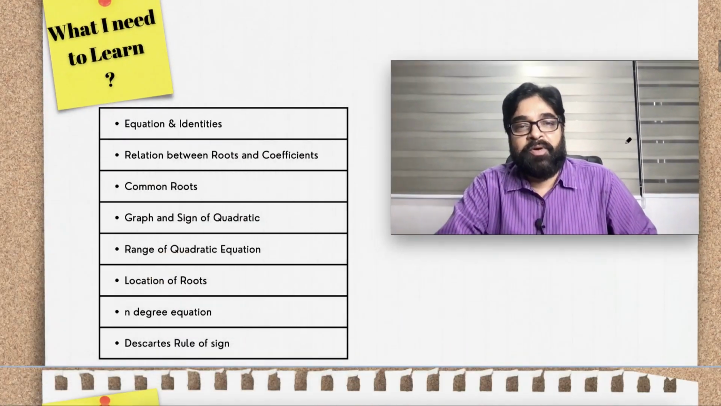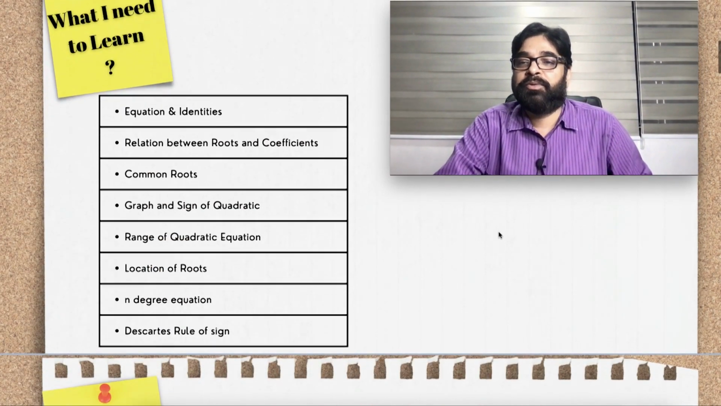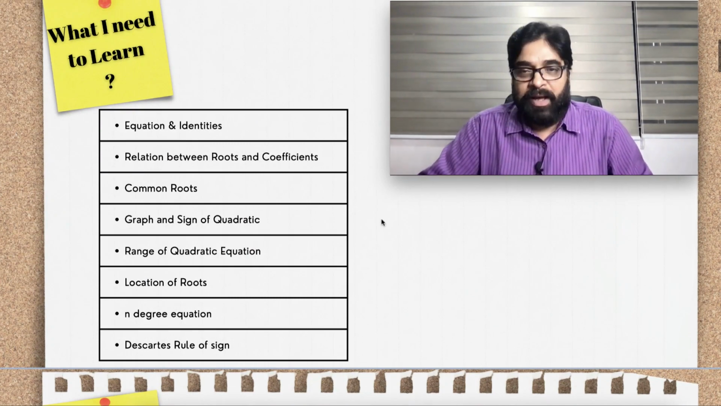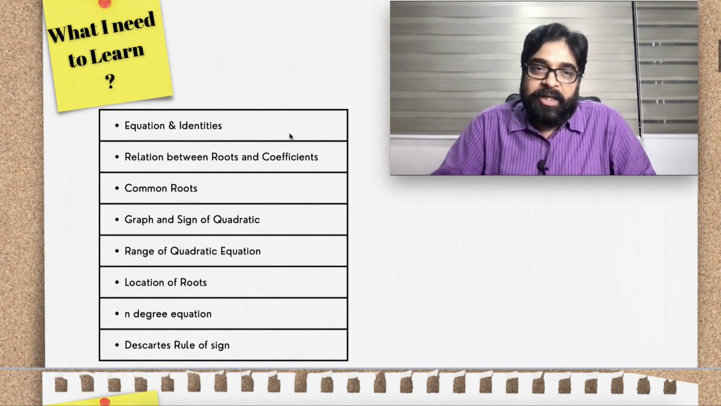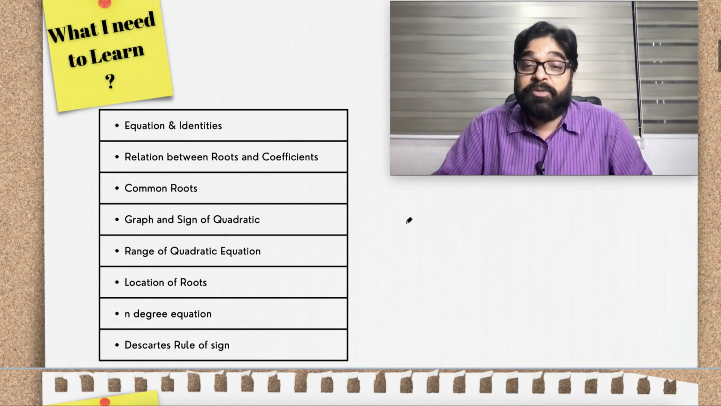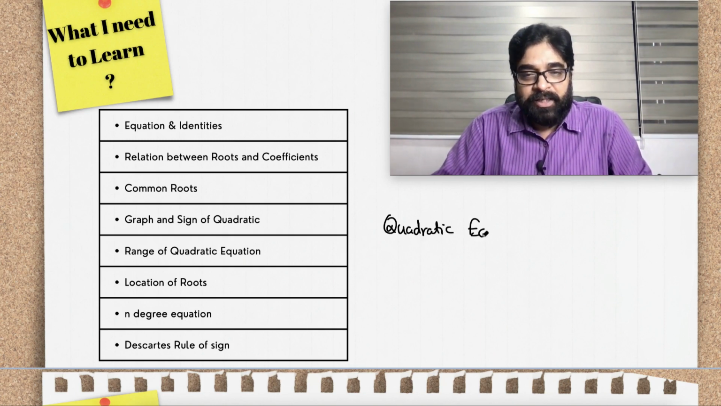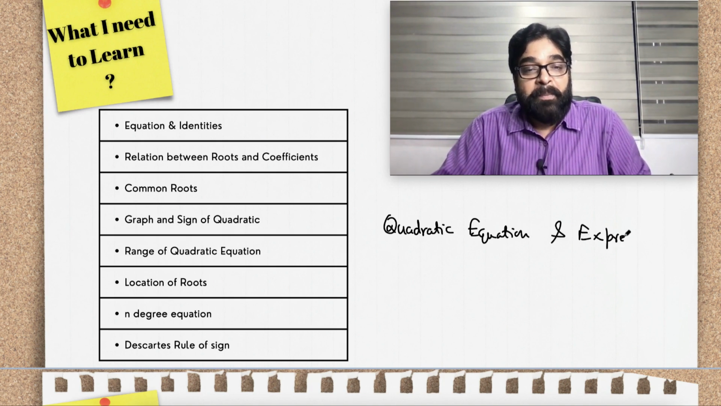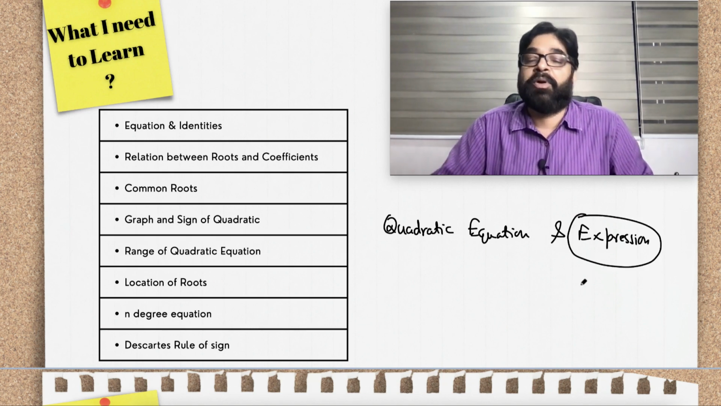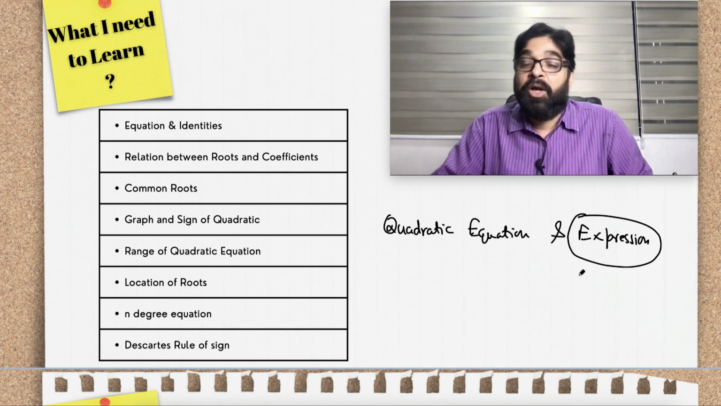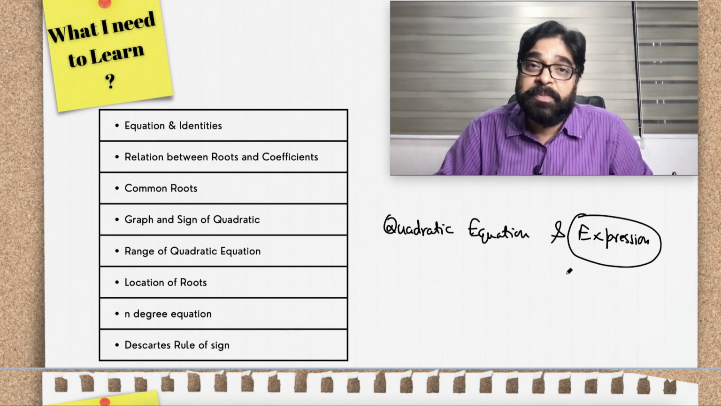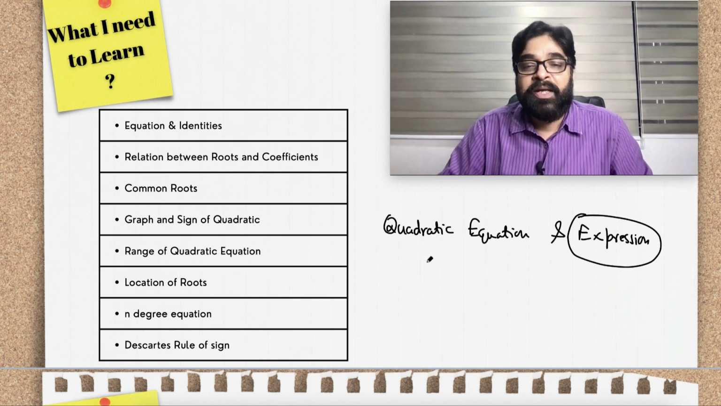The first thing you have to know is what concepts are required in the complete quadratic equation chapter. Remember, the actual name should be quadratic equation and expression. From the JEE point of view, this particular concept, expression, is the most important in this chapter. What is the difference between equation and expression? I hope most of you know.